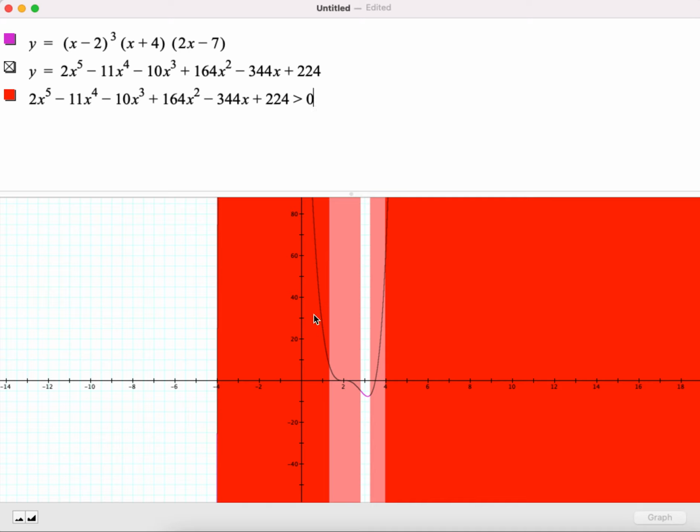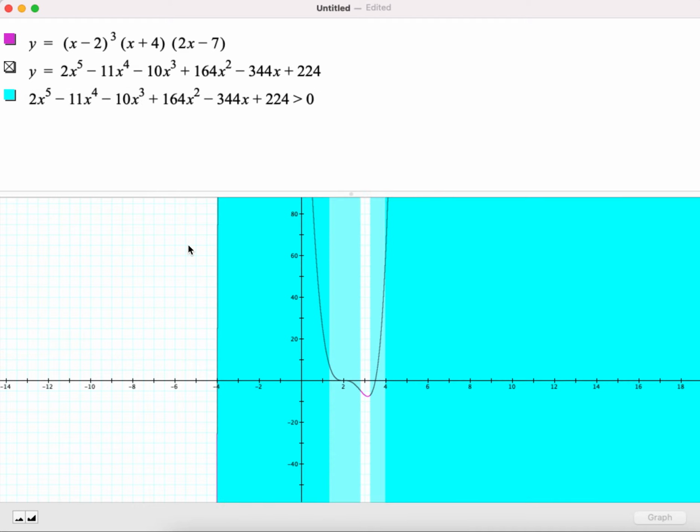This is, did I change something on this? This is greater than 0. It's close to 0 right around there, but it's greater than 0 on this side. I'm not getting a great graph of it. I don't know why that came out kind of weird. But it's greater than 0 on this side.